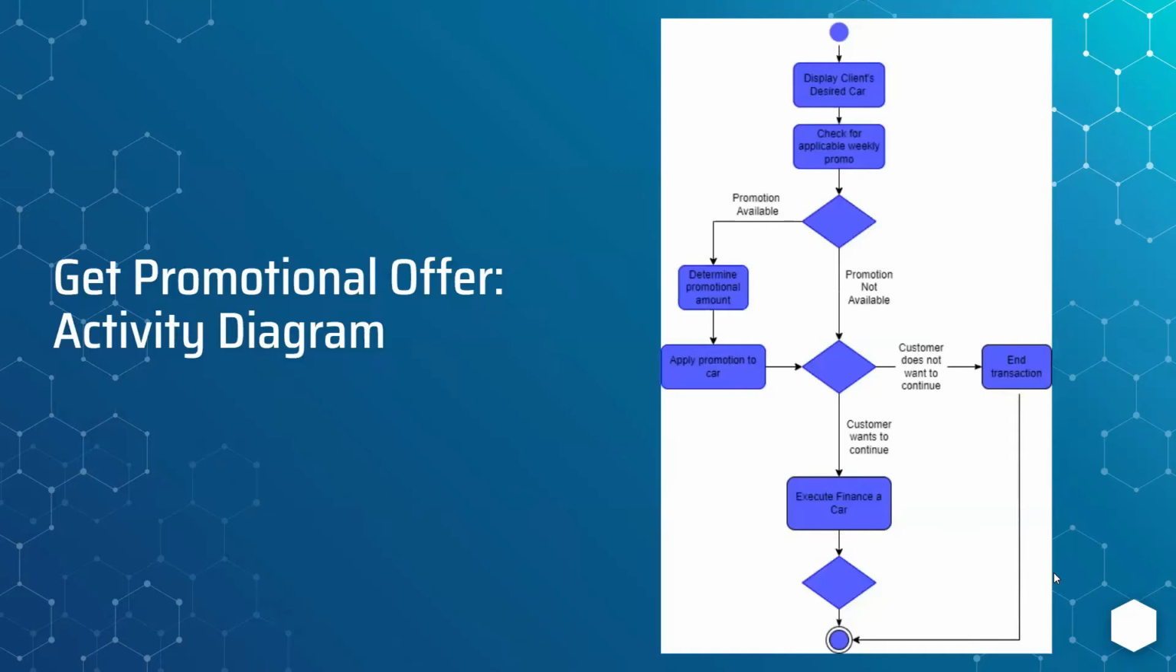Finally, here's the activity diagram for the get promotional offer. As mentioned earlier, it starts with displaying the client's desired car, and then the salesperson will check to see if there are any applicable weekly promotions. If there is a promotion, then the salesperson will determine the promotional amount from the system and then apply it to the car that the client wants to buy.